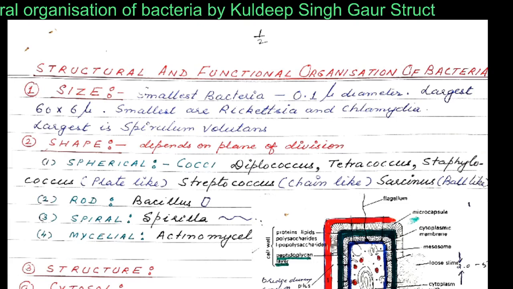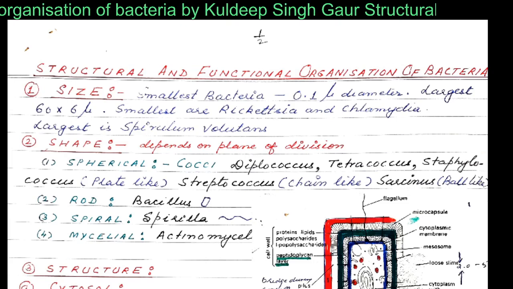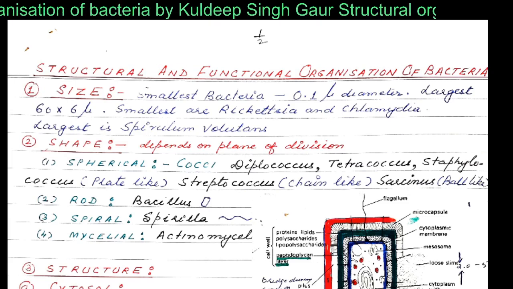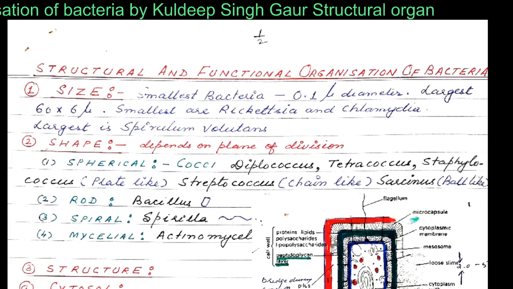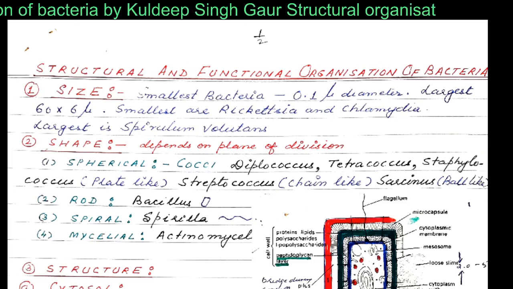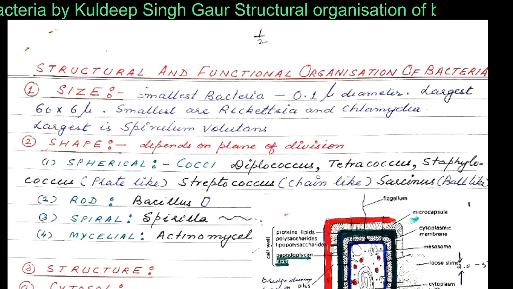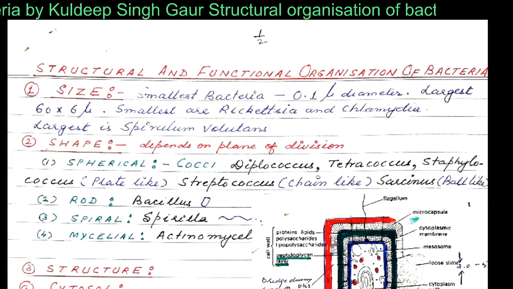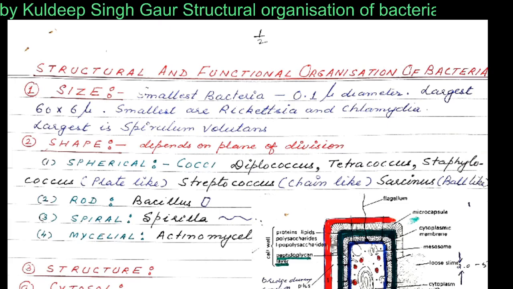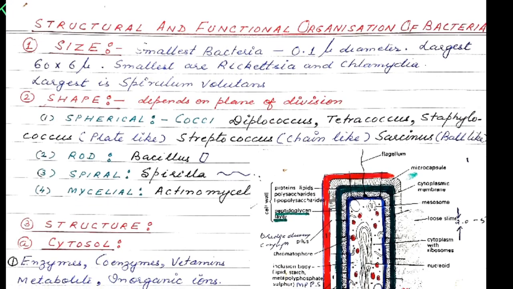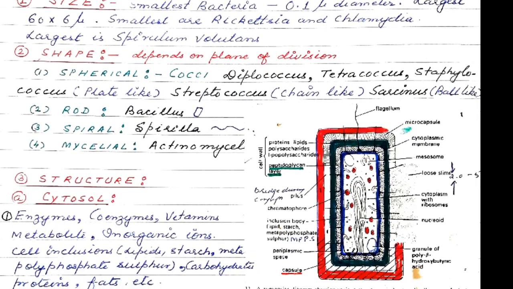names. In the shapes we had studied that they are of spherical shape, which are called cocci, rod shape bacillus, and when they are of spiral shape they are called spirilla, they have a spiral kind of geometry, and mycelial forms also exist. We also studied some examples of spherical, rod, spiral and mycelial shaped bacteria.